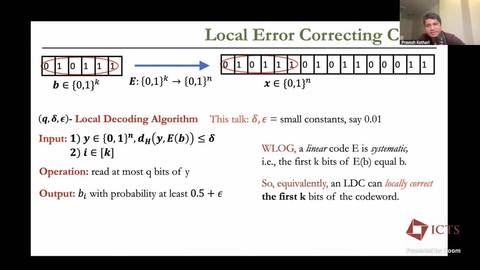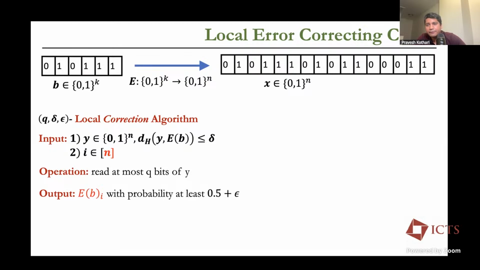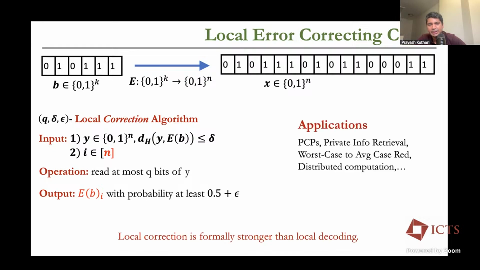The reason I'm saying it is because then you can think of local decoding as basically being able to correct any of the first k bits of the code word by reading q of the other bits of the code word. Okay, so local decoding is simply locally correcting any of the first k bits of the corrupted code word only. And once I phrase it this way, you can ask, why can't I correct all the bits of the corrupted code word? And that gives you the definition of a local correction algorithm, which is exactly the same, except now I'm going to be interested in correcting any bit of the code word instead of just the first k bits. Okay, so everything else remains the same. Now, these objects have lots of applications.